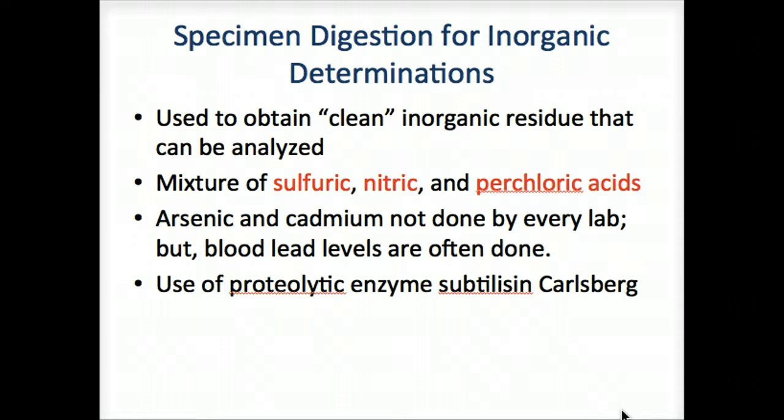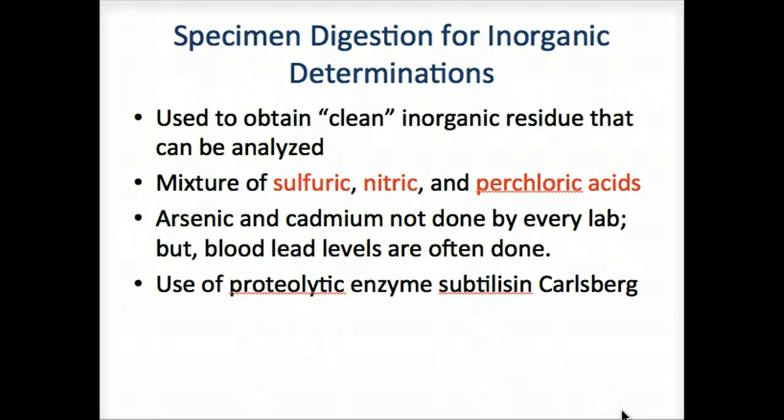Specimen digestion for inorganic determinations. To test for inorganic poisons such as arsenic, cadmium, mercury, lead, and other metal ions, blood and tissues must be digested so all the organic material is oxidized away or burned away. This leaves a clean inorganic residue that can be analyzed using atomic absorption spectrophotometry, atomic emission spectrophotometry, and so on.